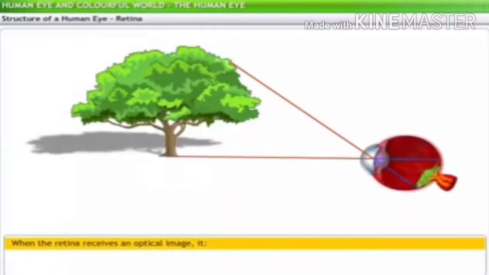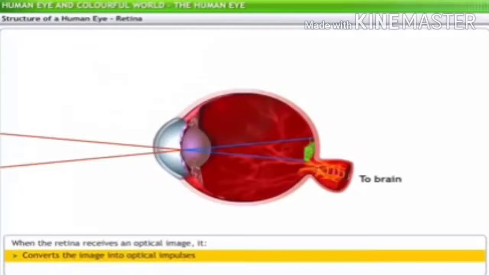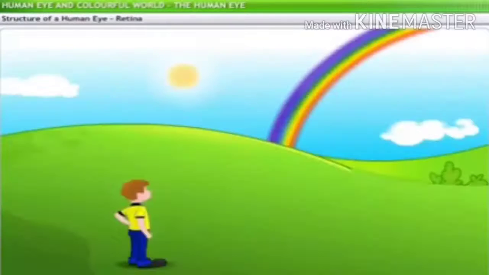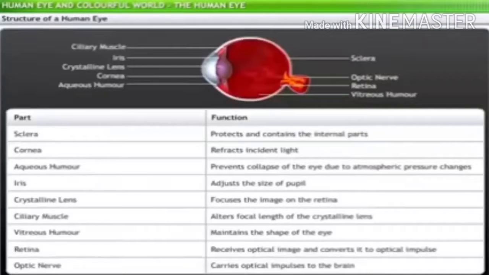When the retina receives an optical image, it converts the image into optical impulses and relays these impulses to the brain through the optical nerve. The brain then interprets these signals to an image of the object viewed through the eye. That's how the eyes help us to see. Here is a quick summary of the various parts of the eye and their functions. Now let's see how these parts come together to help us see when we are looking at something.